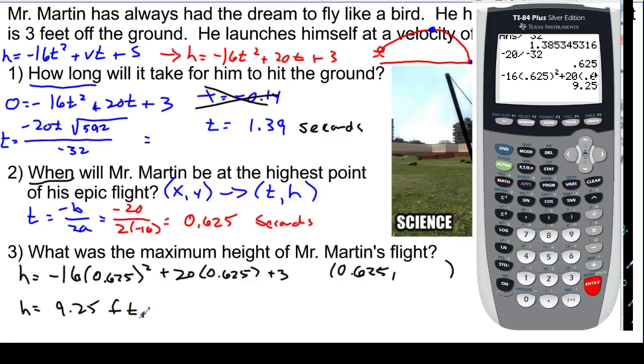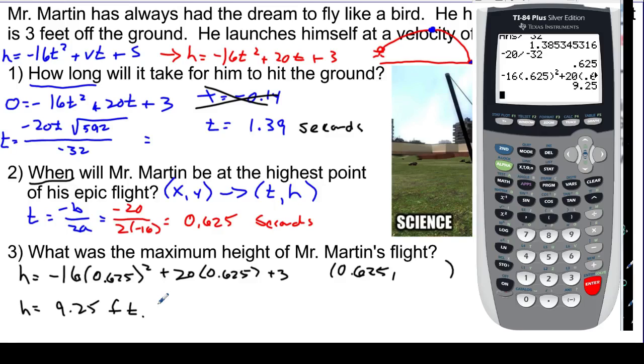So this wasn't a very epic journey. It looks like I was only on my entire journey for about 1.4 seconds. I was as high as I was going to go after about a half of a second, a little bit more than a half a second, 0.625, and I only ever got about 9.25 feet off the ground, which is not very far at all.